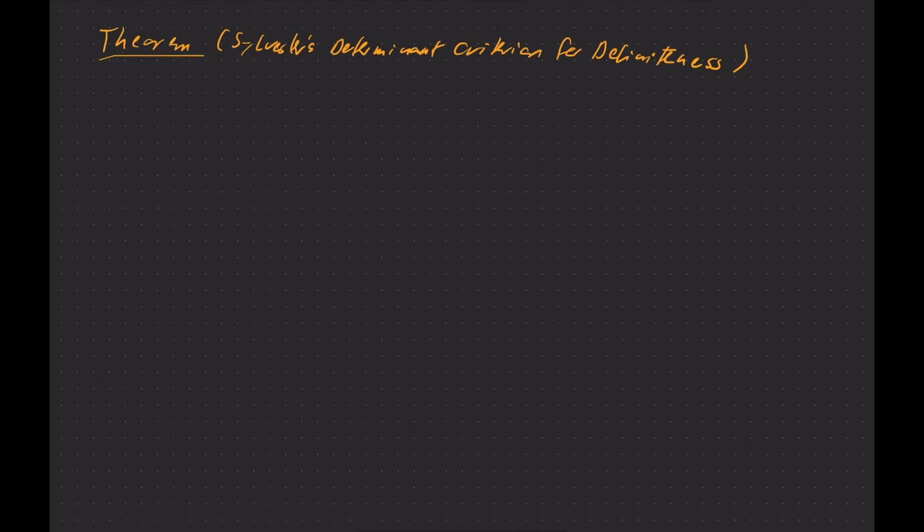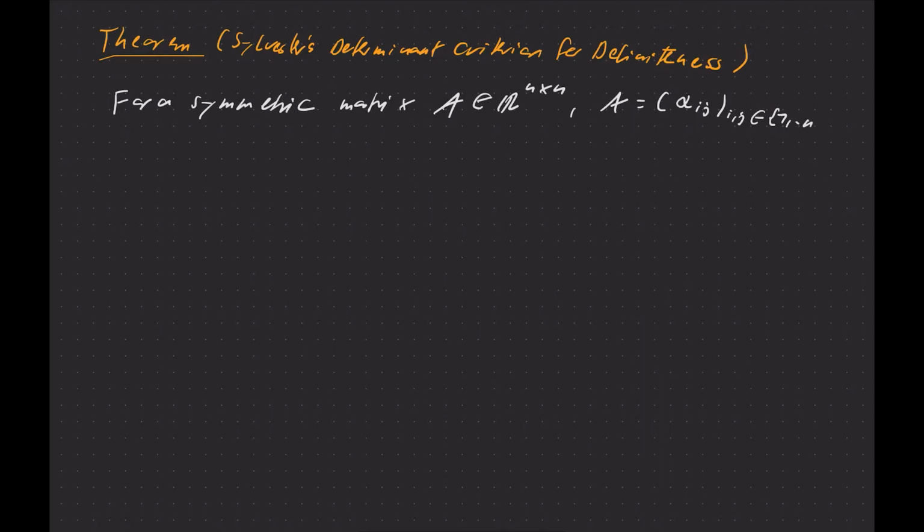So remember, we're only talking about symmetric matrices if we want to characterize a matrix as positive or negative definite or indefinite. So this is also only formulated for symmetric matrices. So let's say we have a symmetric matrix. Let's call it A, and that's a matrix in R^(n×n). We call the entries of that matrix alpha ij, and then i and j will vary from 1 to n.